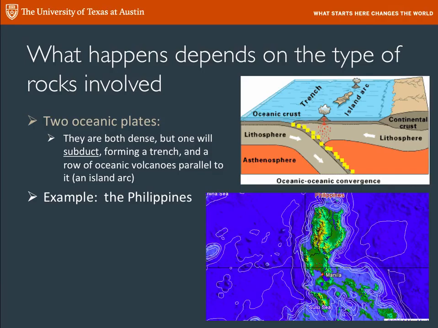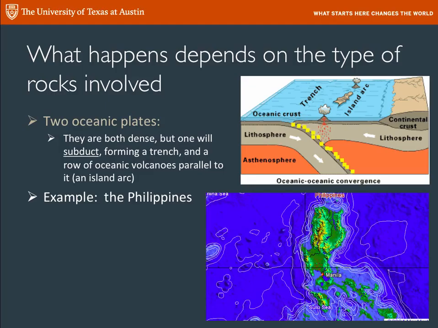A second possibility is that both of the plates will be oceanic plates. In that case, again, one of them will subduct underneath the other, and again it will form a chain of volcanoes and a trench, but the difference here is both of these things are in the ocean. So the trench becomes very commonly the deepest part of the ocean, certainly in that vicinity. The deepest part of the ocean anywhere is in fact a trench.